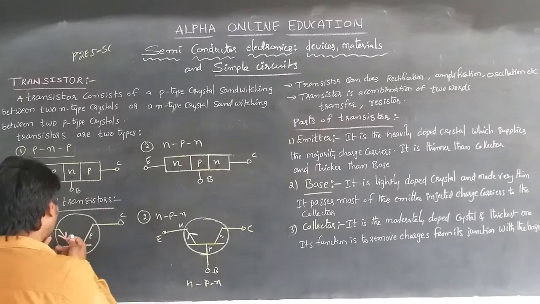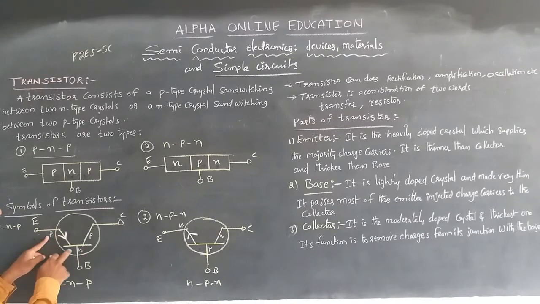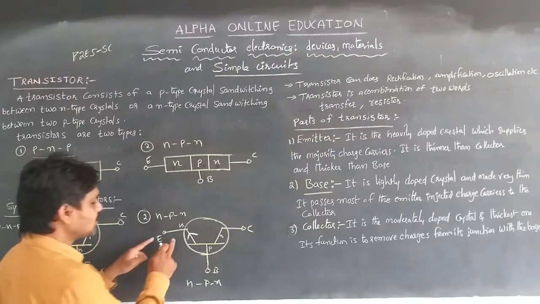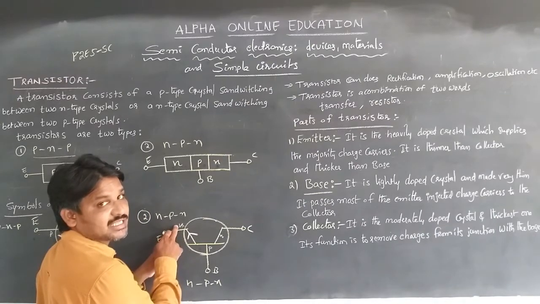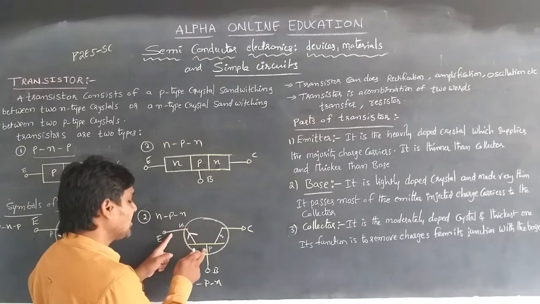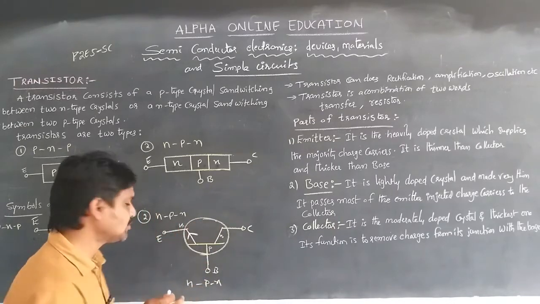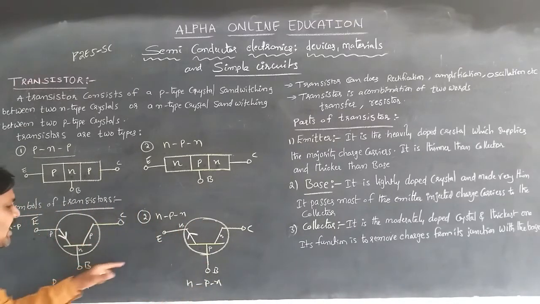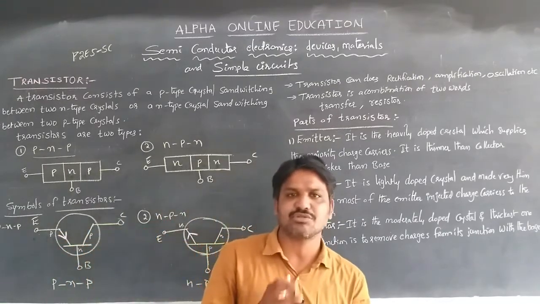So that's why here the heavily doped emitter is having P type semiconductor, and the majority charge carriers are holes. Here the emitter is having N type, and the majority charge carriers are electrons. So that's why the flow is from P to N, always P to N is the direction. So that's why in PNP and NPN, the arrow must be denoted between the emitter and the base.